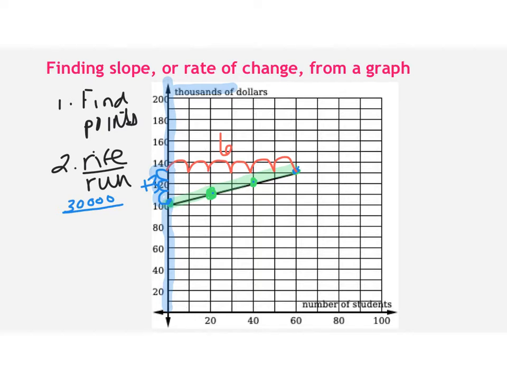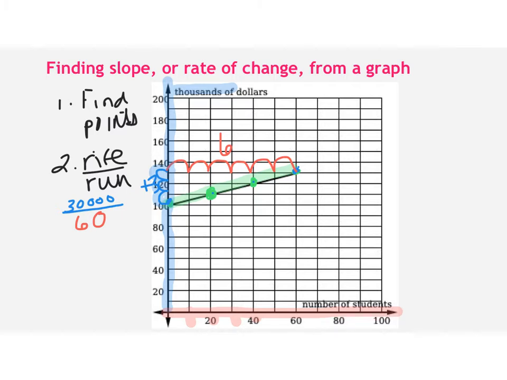So now let's look at my run. I said that my run was going over 6. But if we look again at my x-axis, we're going up by tens here. So when I say I'm going over by 6, I'm actually going over by 60. So my run is actually going to be 60.